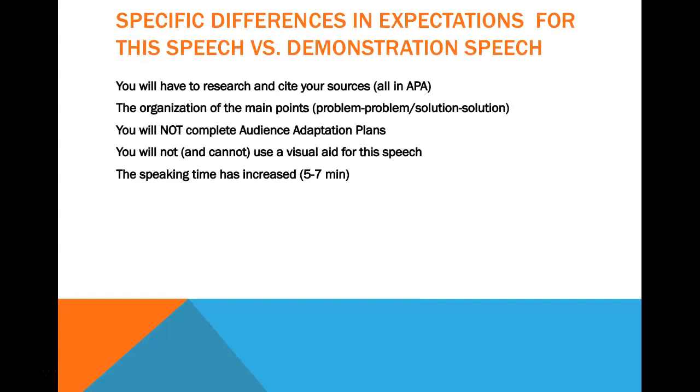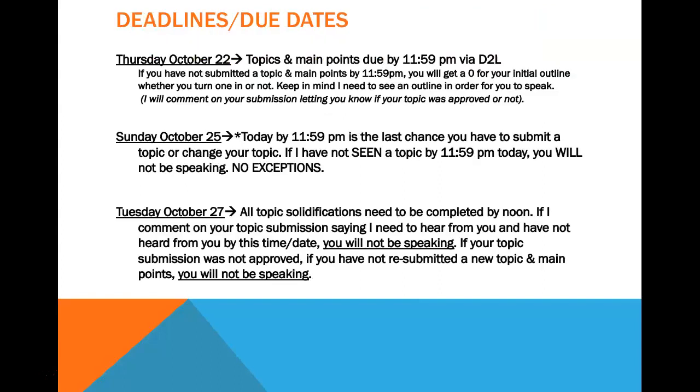Just to put this into perspective, in case it helps, here are the specific differences in expectations for this speech versus your demonstration speech. You will have to research and cite your sources, all in APA. Again, you have to have 3. The organization of the main points is different. You are limited to 3, and it's going to be problem solution. You will not complete an audience adaptation plan for this one. You will not and cannot use a visual aid for this speech, and the speaking time has increased.